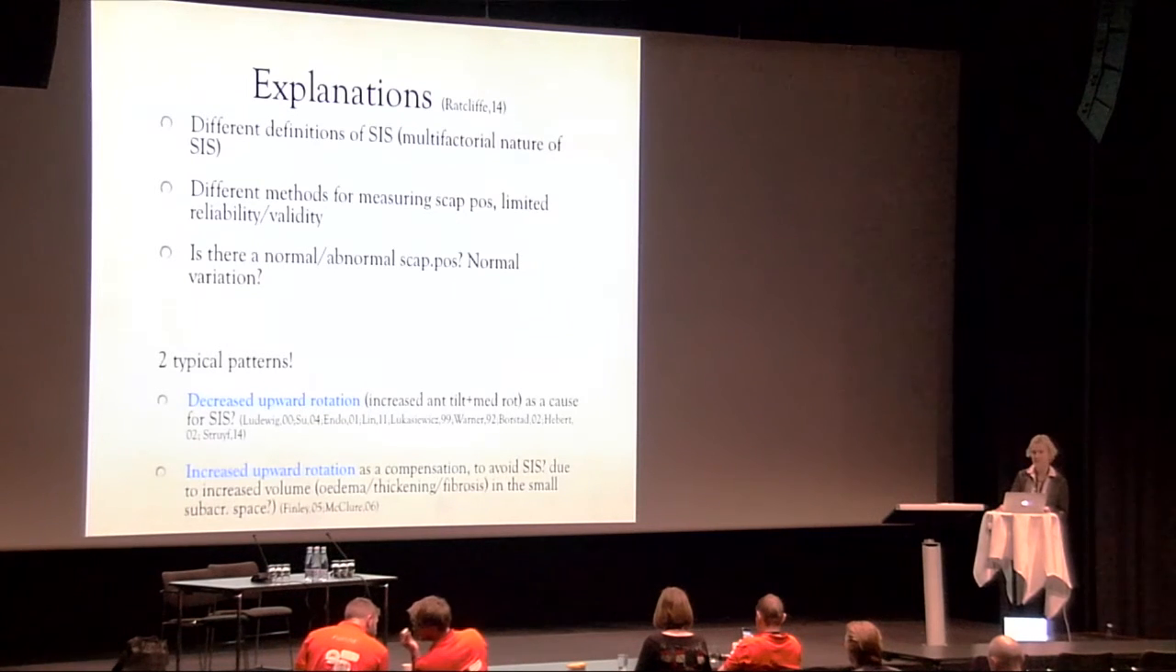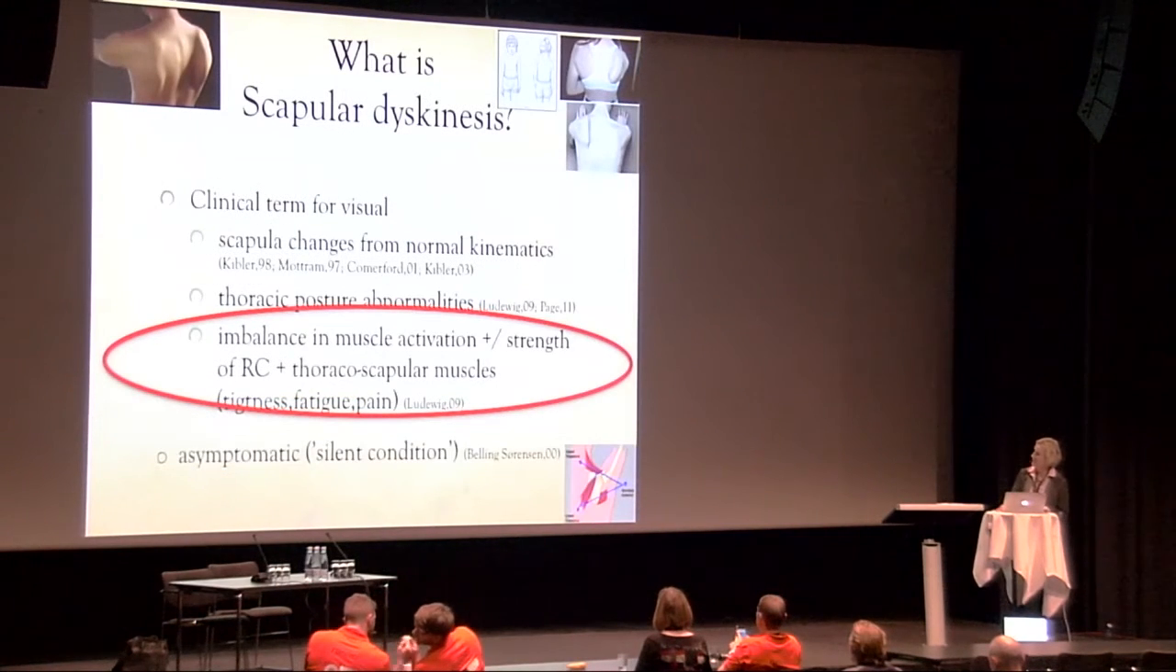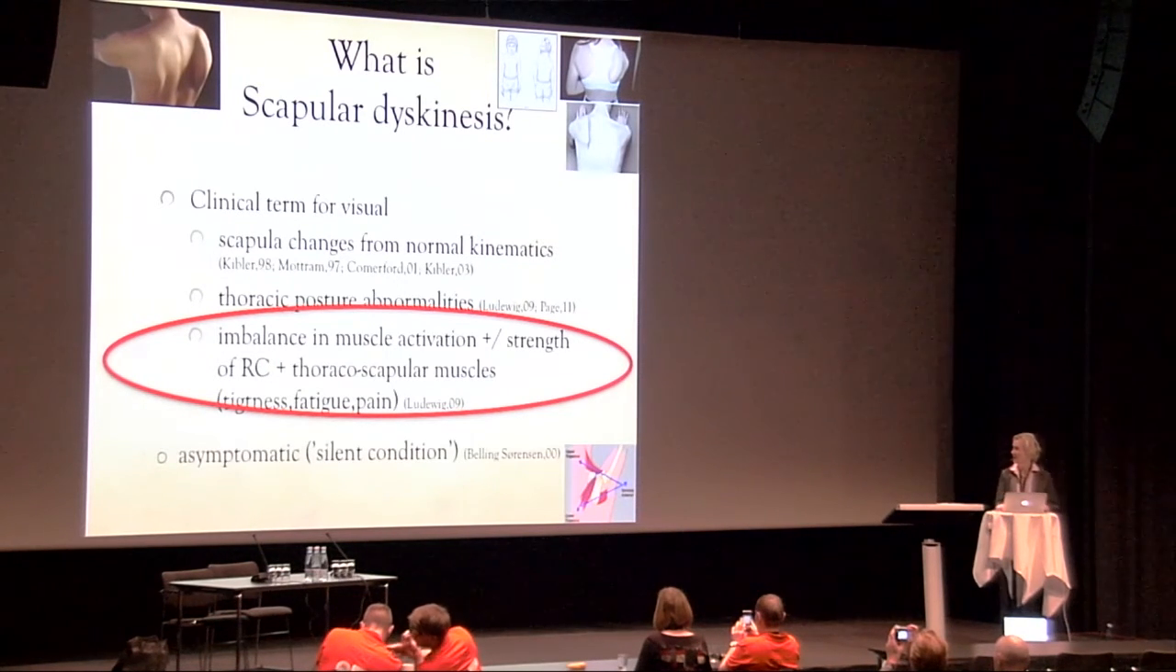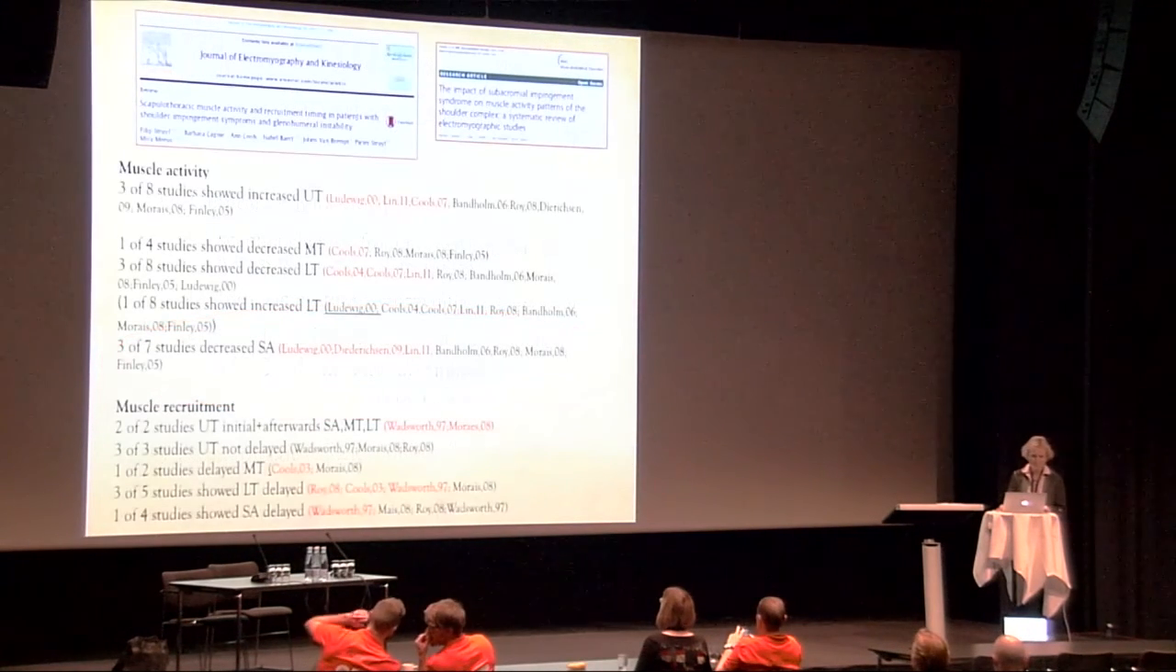When looking at one other definition of scapular dyskinesis, in addition to the kinematic changes, it's also said that it's a visual imbalance. Can you see a visual imbalance in muscle activation? Muscle strength maybe also. So what does the literature say about this abnormality or muscle imbalance?